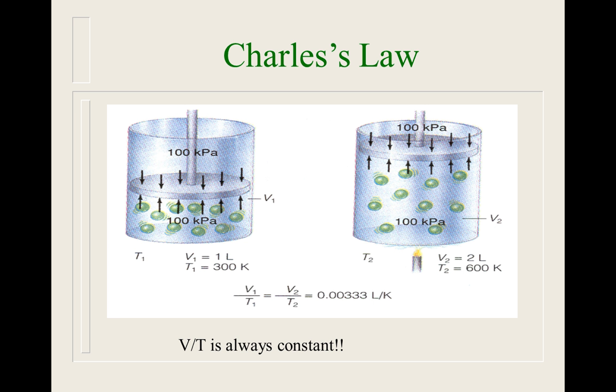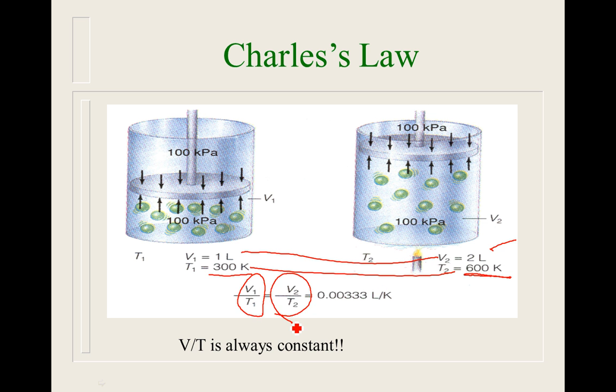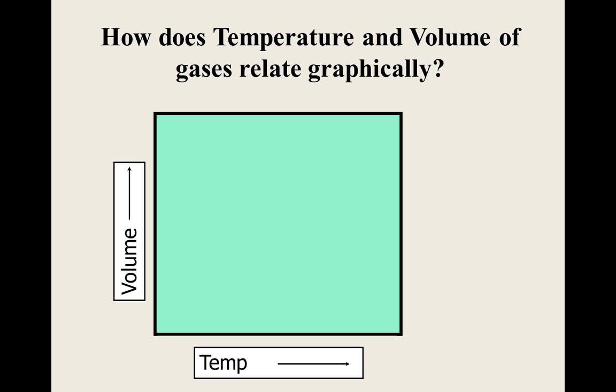Charles' law then, here's just a nice little picture. If V1 is 1 liter and T1 is 300 K, and V2 is 2 liters, meaning I increase my volume, that temperature should double. So I doubled my volume, my temperature should double. And again, V1 over T1 equals V2 over T2, so you would get a constant when I divide V over T. That's what we're looking for here.